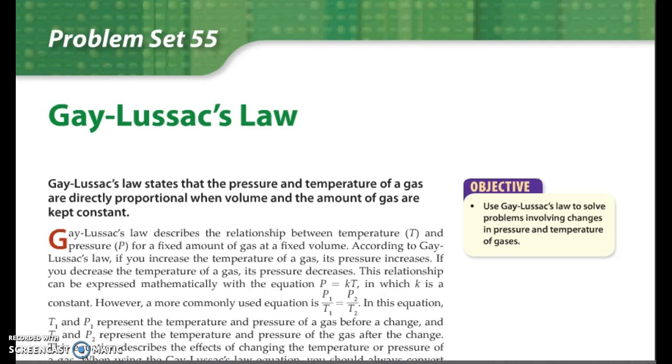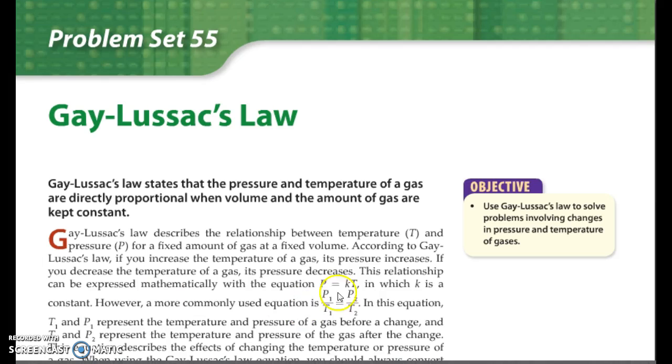And Gay-Lussac's law. Use Gay-Lussac's law to solve problems involving changes in pressure and temperature of gases. Gay-Lussac's law states that the pressure and temperature of a gas are directly proportional when volume and the amount of gas are kept constant. Gay-Lussac's law describes the relationship between temperature, capital T, and pressure, capital P, for a fixed amount of gas at a fixed volume. According to Gay-Lussac's law, if you increase the temperature of the gas, its pressure increases. If you decrease the temperature of a gas, the pressure decreases.